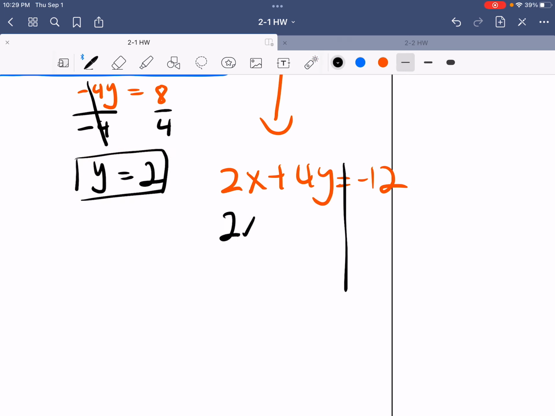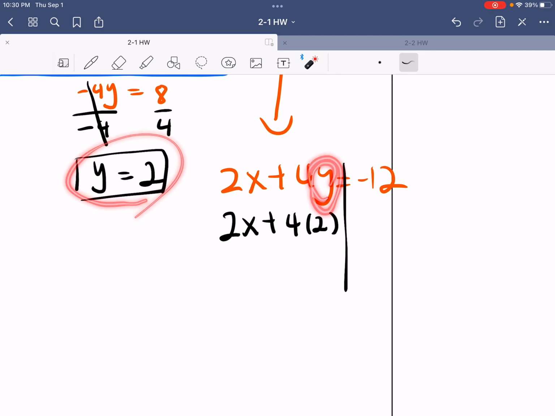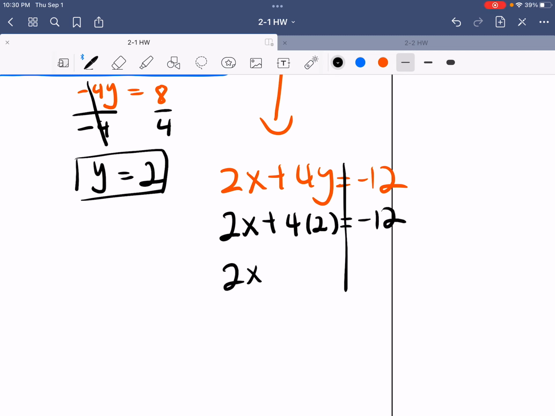So I will copy down 2x plus 4, but instead of y, I will substitute 2. Do you see this 2? I substituted. And you just solve for it. 2x, 4 times 2, you get 8 equals negative 12.